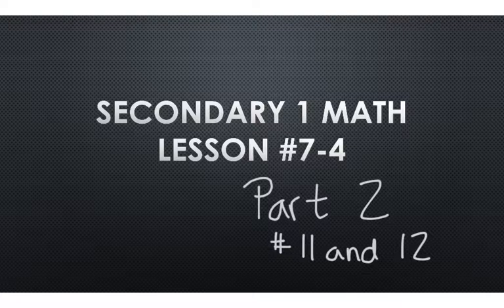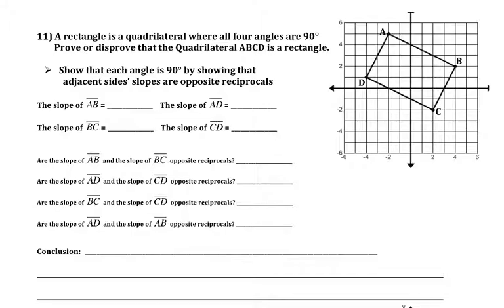This video covers Part 2 of Lesson 7-4, numbers 11 and 12, for Secondary 1 Math. Number 11. A rectangle is a quadrilateral where all four angles are 90 degrees. Prove or disprove that the quadrilateral ABCD is a rectangle.